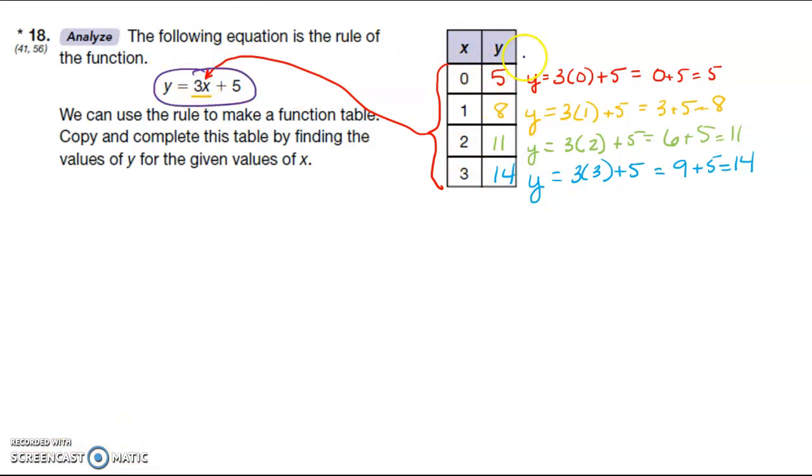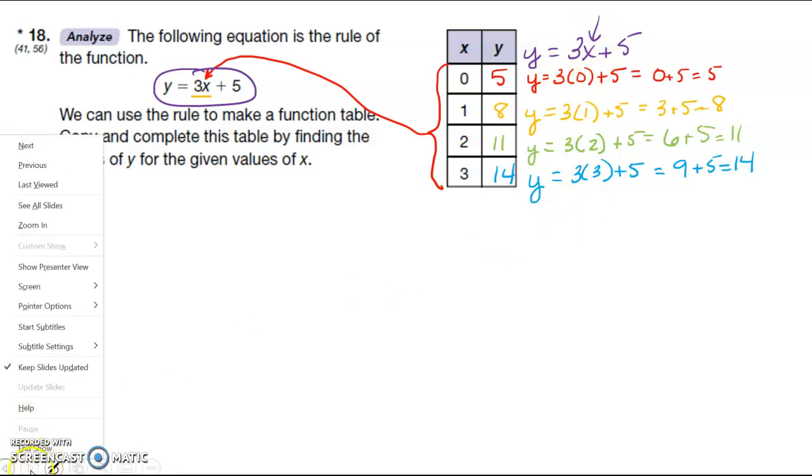Keeping in mind we are using this formula, so it's y is equal to 3 times x plus 5. So this is where we've plugged in x all the way down. Oh, I don't know what happened here.